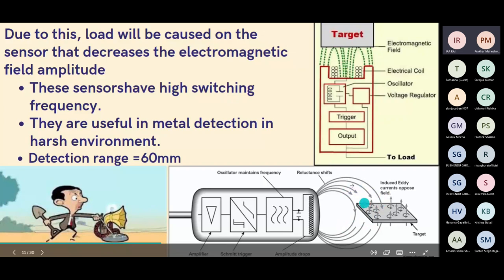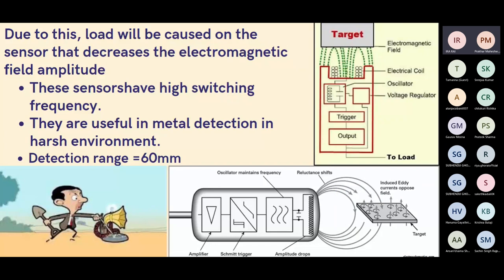Because of this, the intensity of the magnetic field decreases, and this change is detected by the oscillator, whose amplitude increases or decreases respectively, and the final electrical output is sent. Basically, this is the change that is observed by the sensor. Due to this, a load is caused on the sensor that decreases the electromagnetic field amplitude, as I explained. These sensors have a high switching frequency. They are useful in metal detection in harsh environments, and the detection range can be 60 mm. These both are the most similar representations of what I just explained.